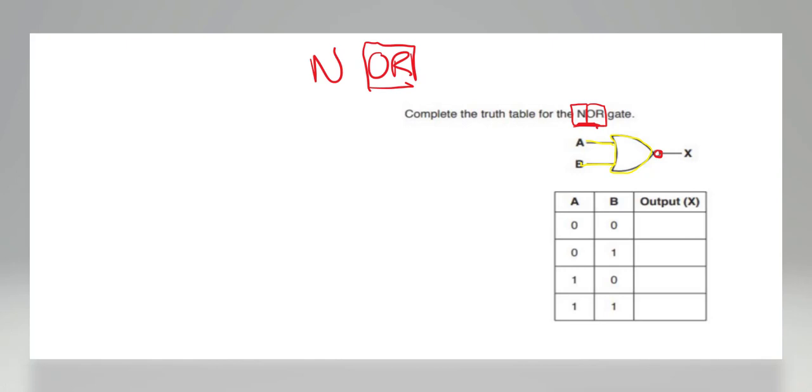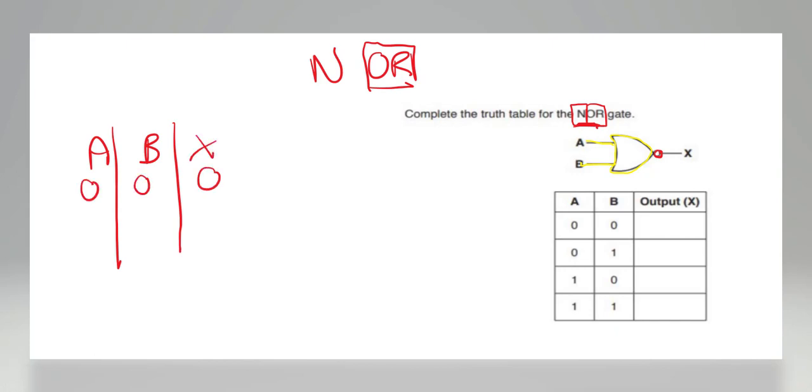If we did a truth table for an OR gate, 0 or 0 equals 0. 1 or 0 equals 1. 0 or 1 equals 1. 1 or 1 equals 1. So basically for an OR gate, it's always going to be 1 if one of A or B is 1.